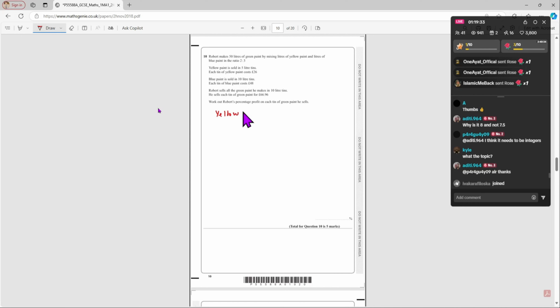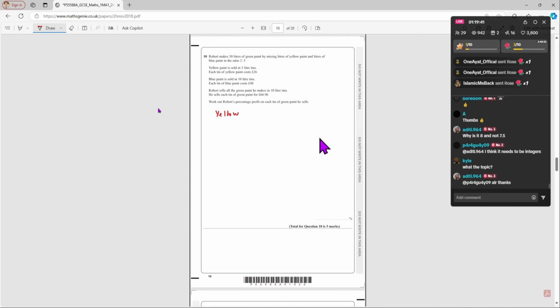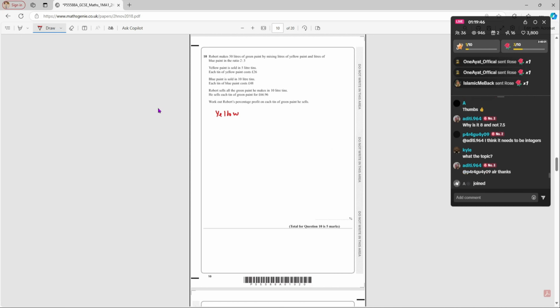We know that there's 4 tins with the yellow tins, and 5 tins with the blue. We need to work out how many tins he actually buys. To work it out, we have 50 liters of paint by mixing the liters. We have to share this 50 liters in the ratio 2:3.